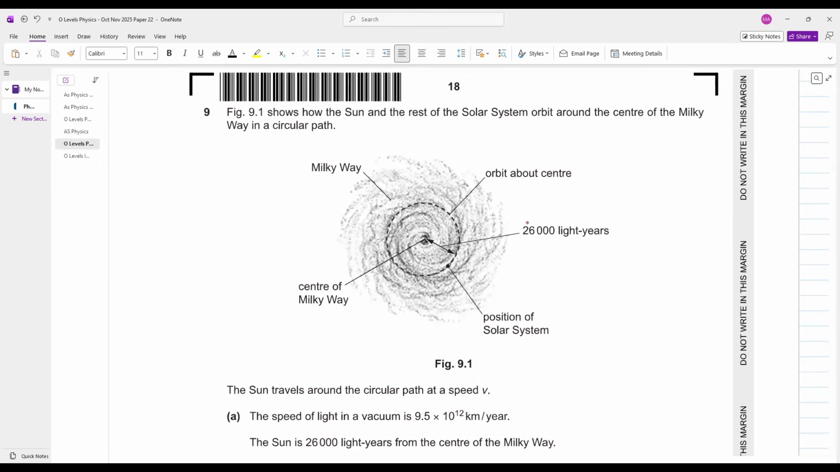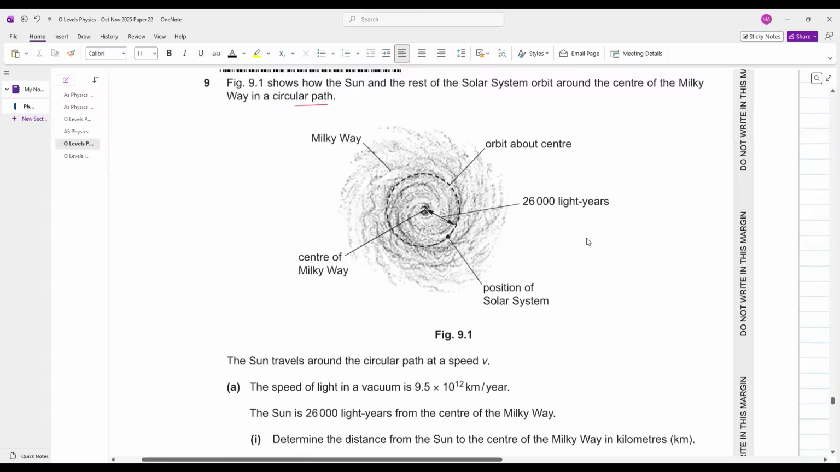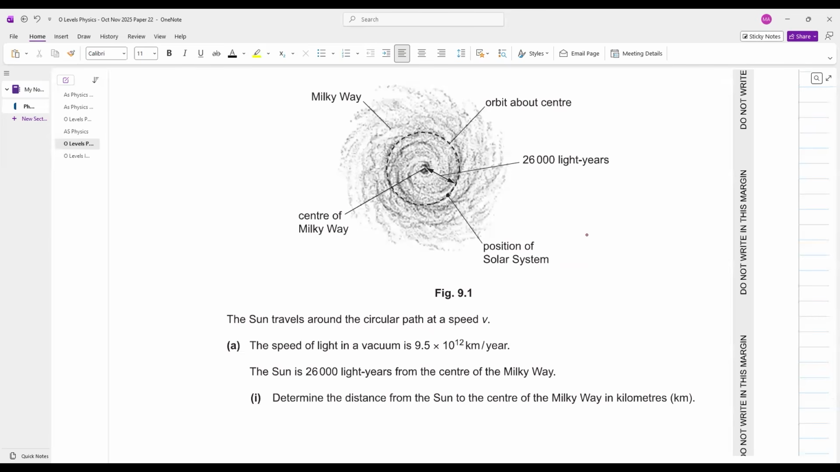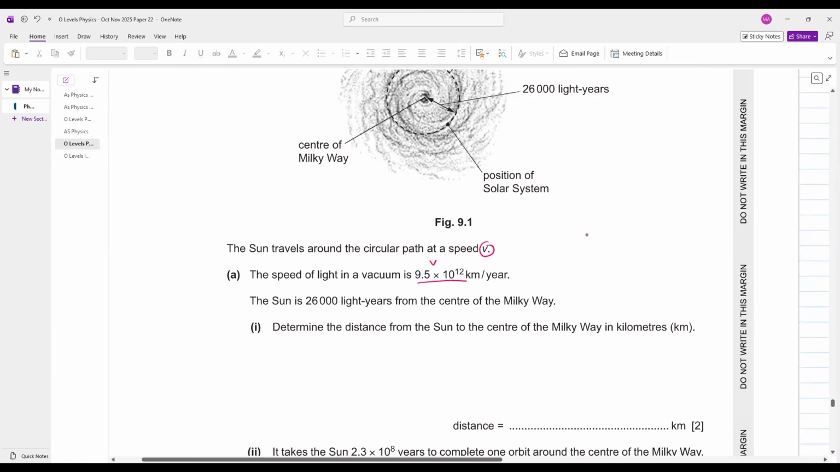Figure 9.1 shows how the sun and the rest of the solar system orbit the center of the Milky Way in a circular path. Okay, this is the Milky Way galaxy. The sun travels around the circular path at a speed of v. This is the position of the solar system. The speed of light in a vacuum is this. The sun is 26,000 light years from the center of the Milky Way galaxy.